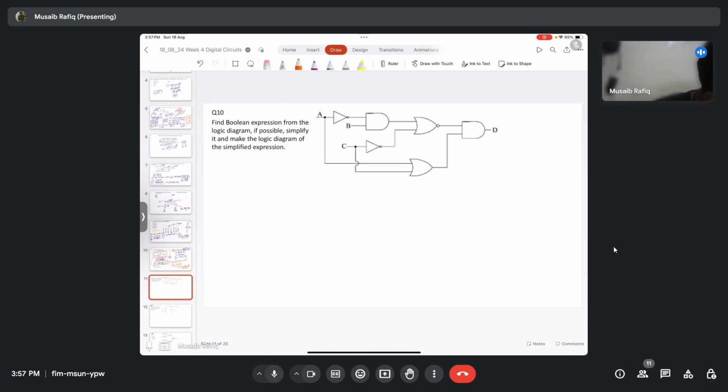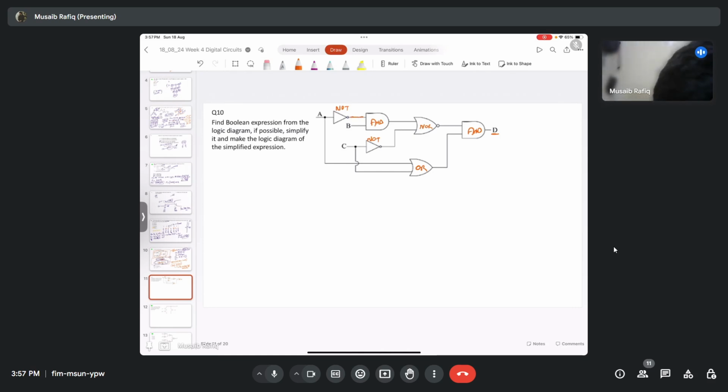So here we have the figure. Let's just mark each of the gates. This right here is a NOT gate, right? This right here is an AND gate. This again is a NOT gate. This I think is a NOR gate. Yeah. This is an OR gate, and finally at the output I have an AND gate. So I need to find out what D is equal to.